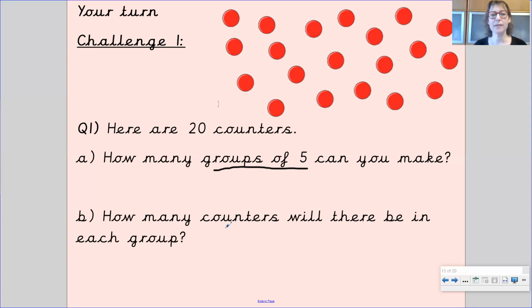And it says how many counters will be in each group? The answer had better be 5 because you're making groups of 5. So that's an easy one. If the answer's not 5, something's gone wrong somewhere. So this is the trickier one. How many counters in each group? 5 because you're making groups of 5.